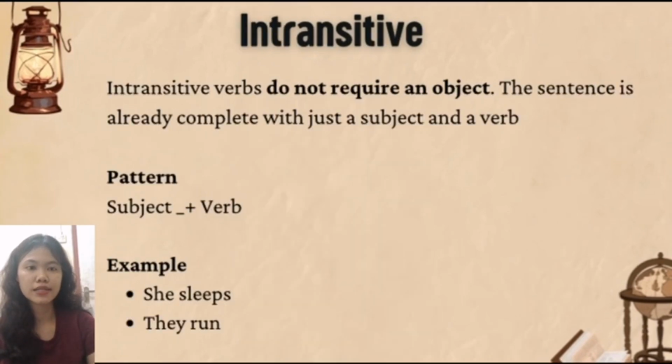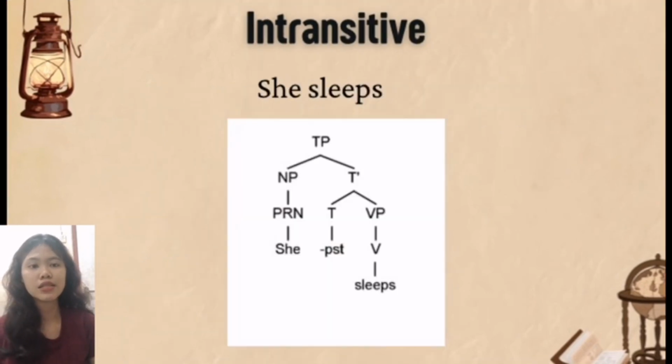And for the next is intransitive verb. Intransitive verbs are verbs that do not require an object. The sentence is already complete with only a subject and a verb. For example, she sleeps. The sentence is analyzed as a TP consisting of an NP and a VP. The subject NP is she. The VP contains only the verb sleeps. There is no object NP inside the VP, which indicates that sleep is an intransitive verb.